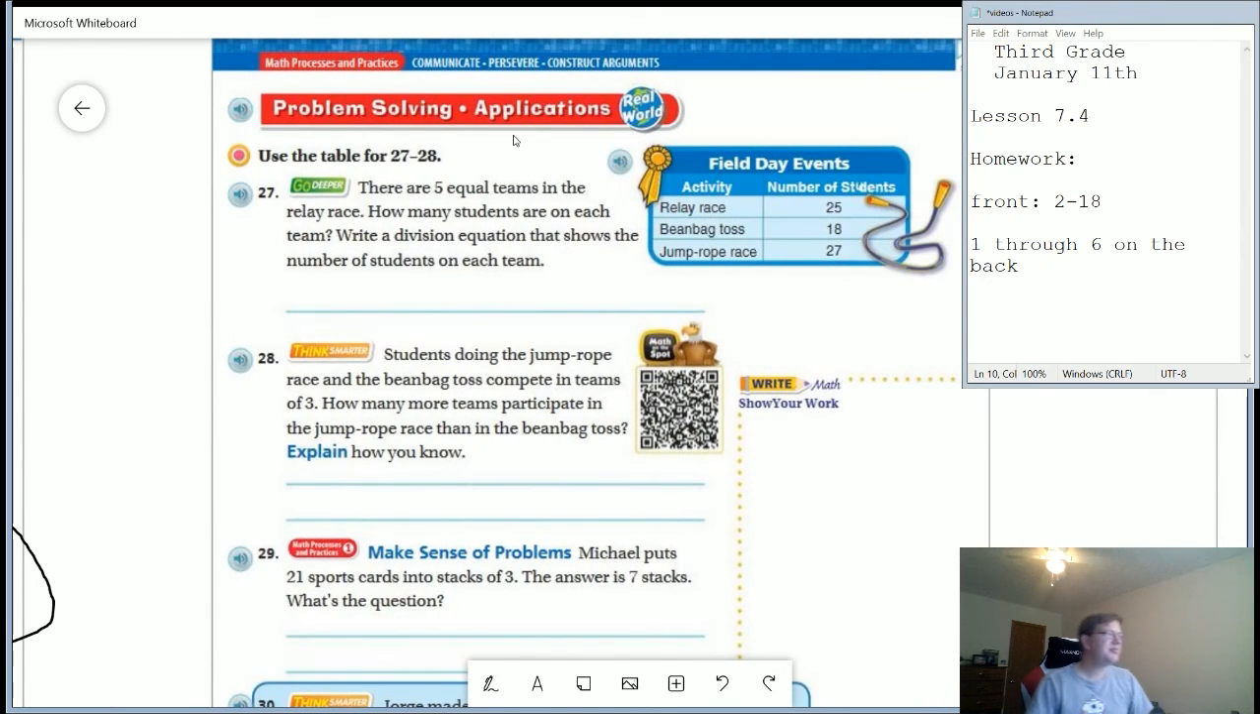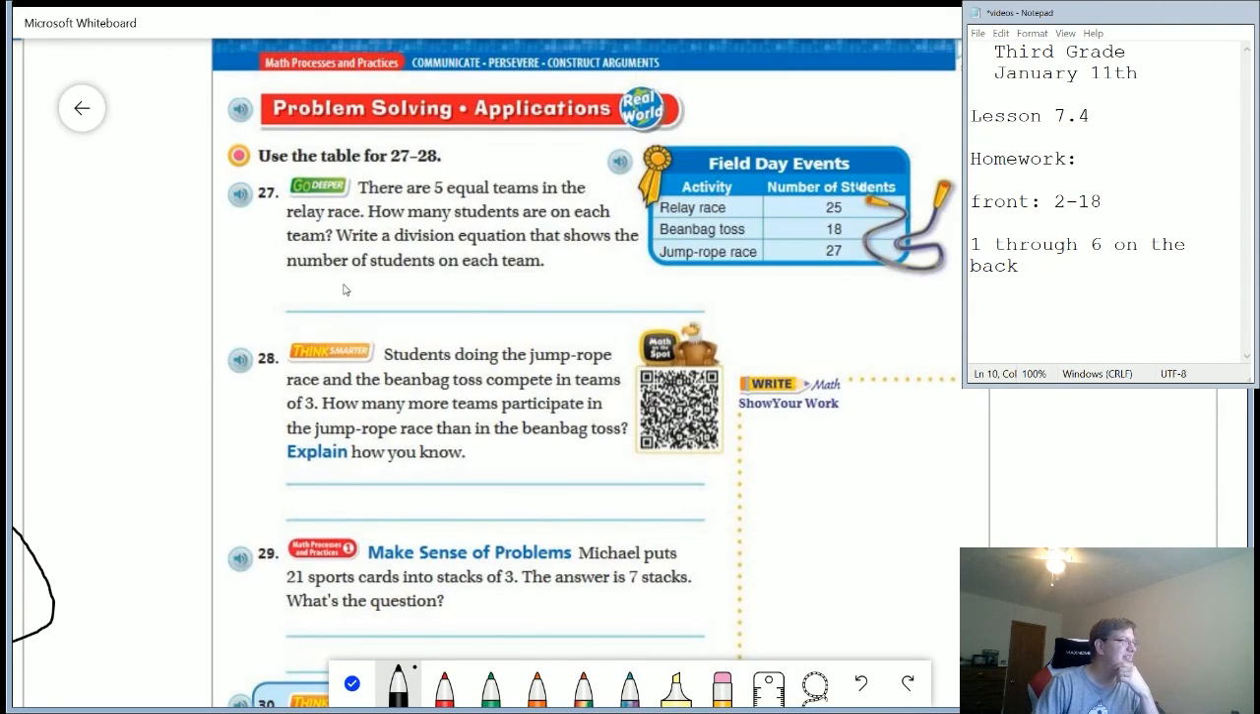So let's do number 27. There are 5 equal teams in the relay race. How many students are on each team? We want to write a division equation that shows the number of students on each team. And so we have the relay race. Go ahead and figure out what I'm actually pointing at, the number. So we just need to write the problem. It should be pretty easy. So pause the video if you need to.